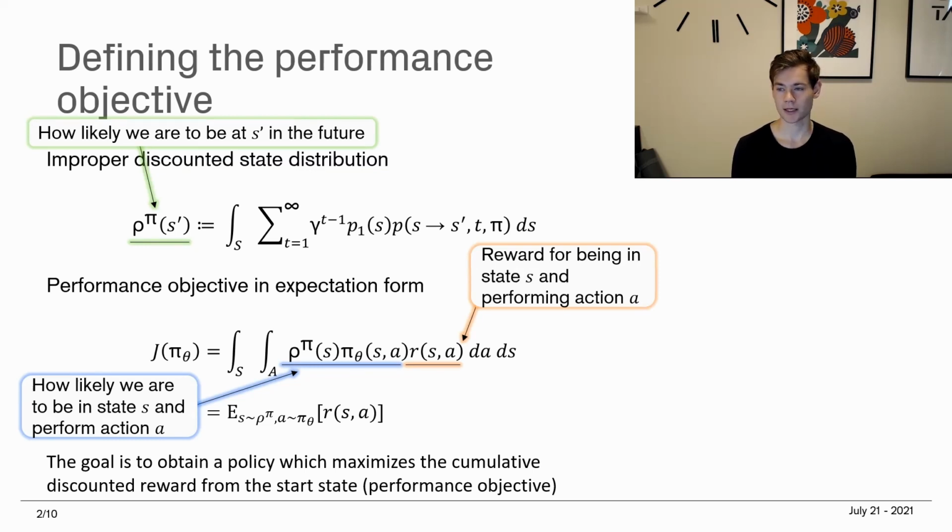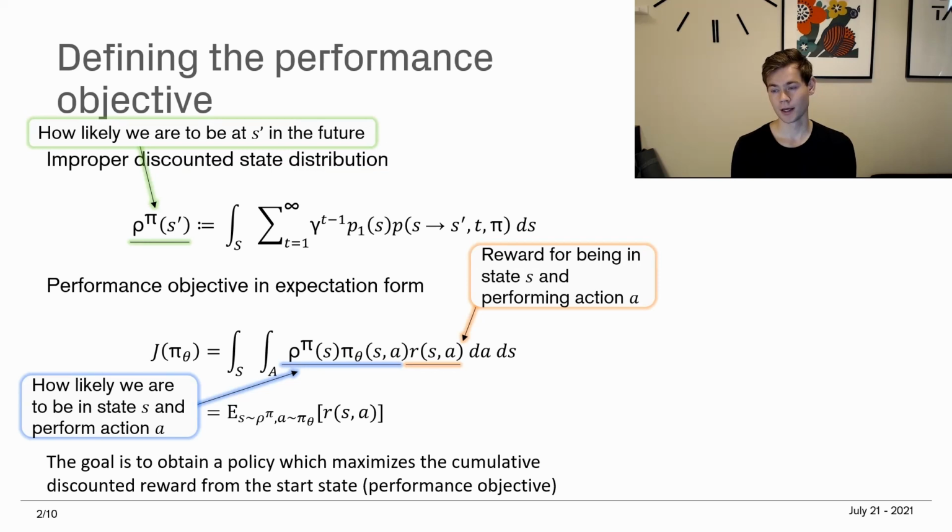So rho of S, as we said just before, tells us how likely we are to be at S in general in the future. And then pi of S, A tells us the probability of acting according to action A, given that we are in state S. So this blue part in total tells us how likely we are to be in state S and perform action A. And then we integrate this over all states and actions. And that's when we get the performance objective.